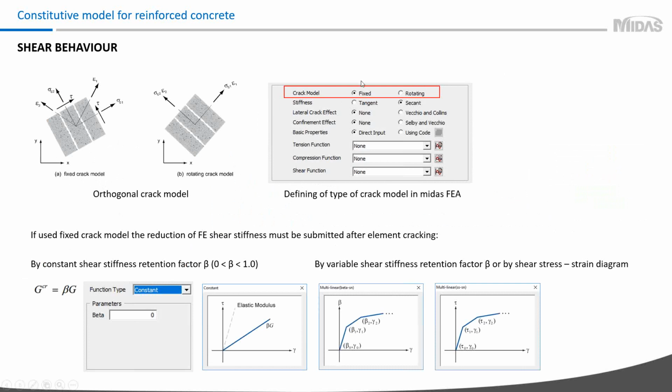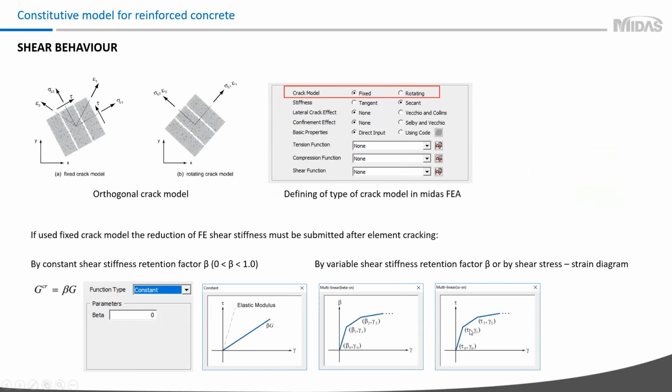In this case, if you are using a fixed crack approach, for analysis convergence, you have to consider a retention factor for element shear stiffness. This factor can be constant, variable, or you can define a shear stress-strain diagram for this.